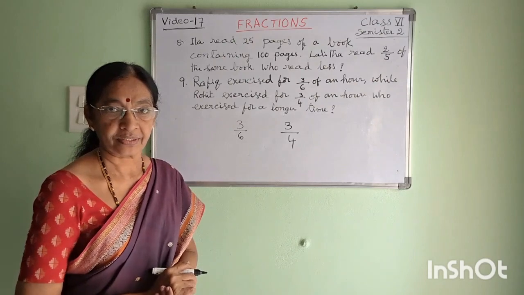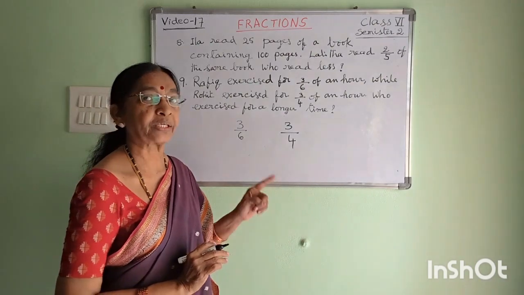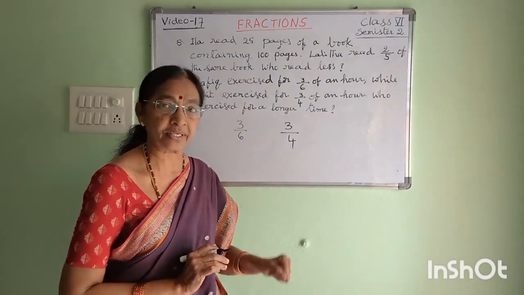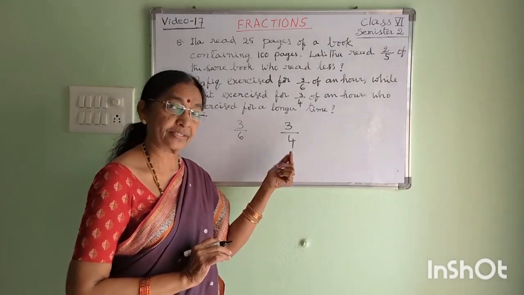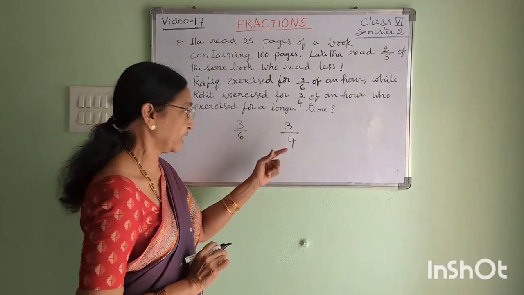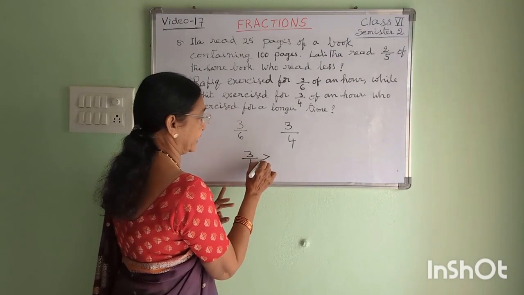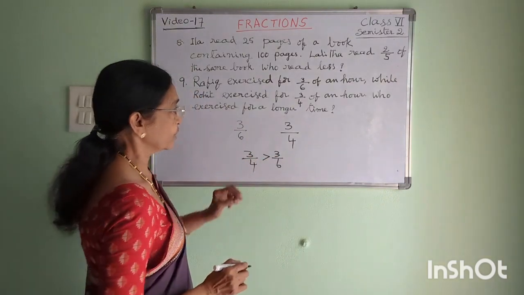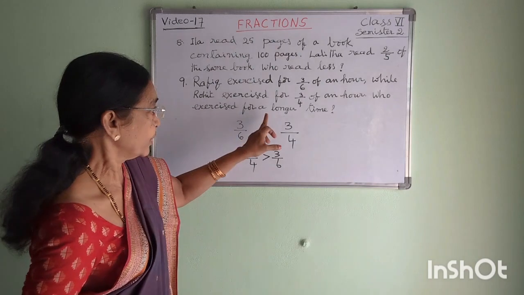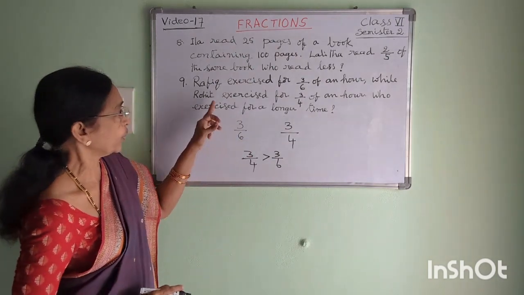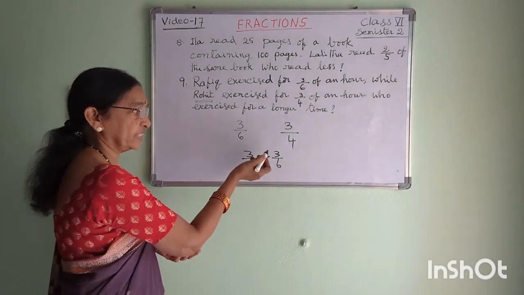Observe the two fractions. Here these two are unlike fractions, but the numerators are the same. Therefore, we can compare easily. The fraction whose denominator is less is greater. So here 3/4, 4 is less than 6. Therefore, 3/4 is greater than 3/6. Rohit exercised for 3/4 of an hour. Therefore, Rohit exercised for the longer time. 3/4 of an hour is greater than 3/6 of an hour.